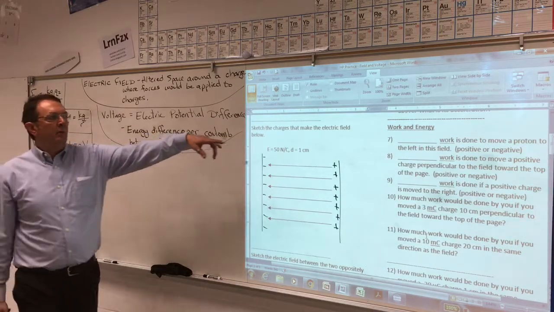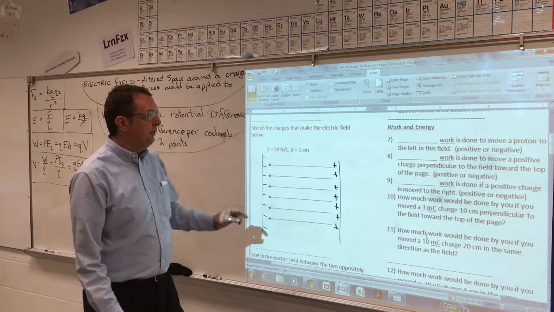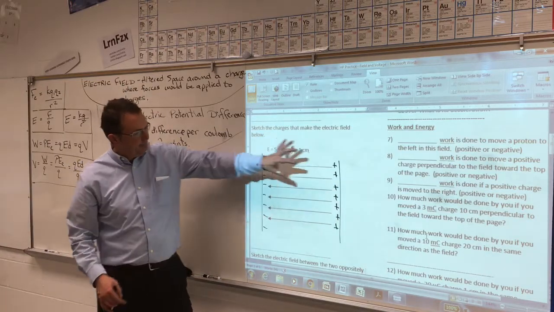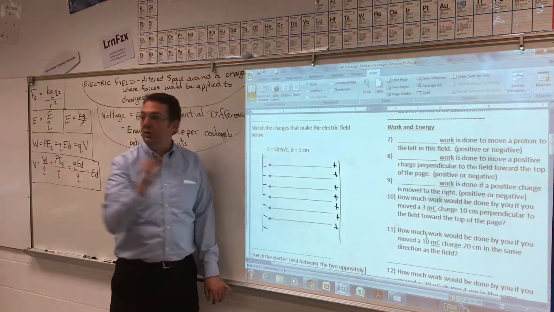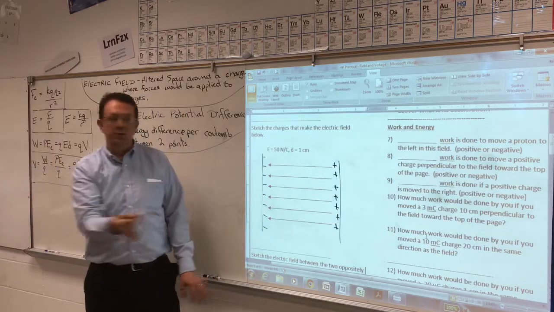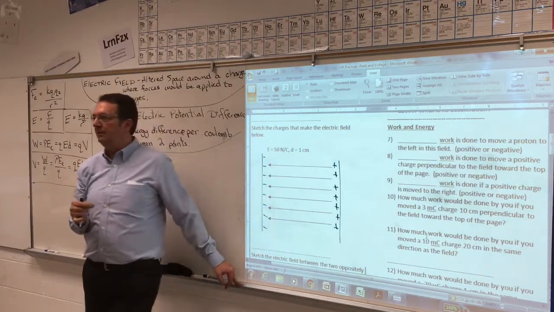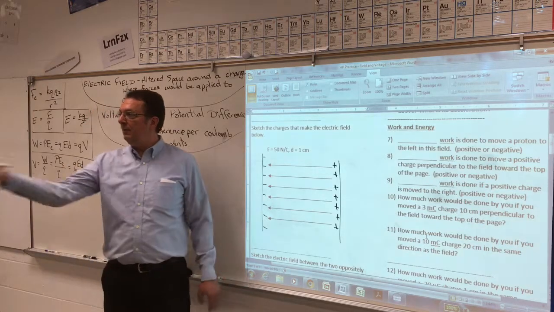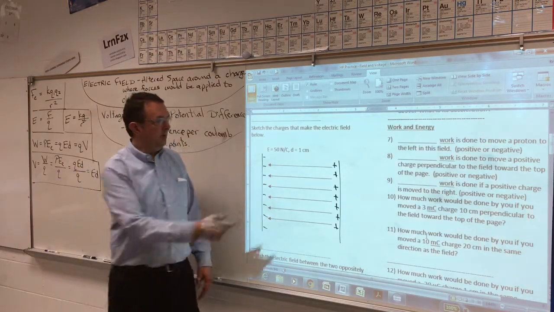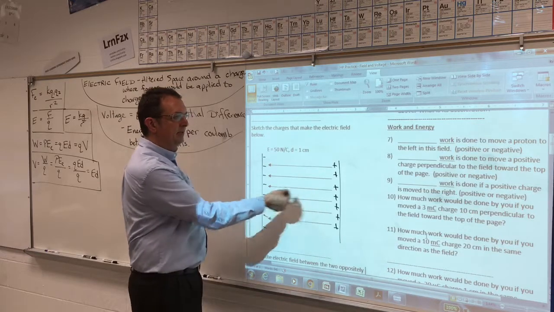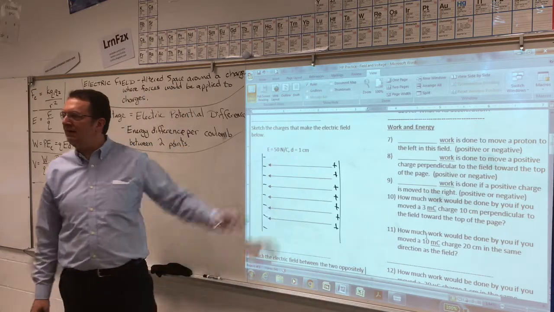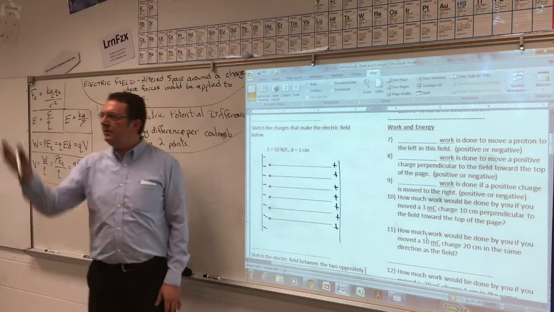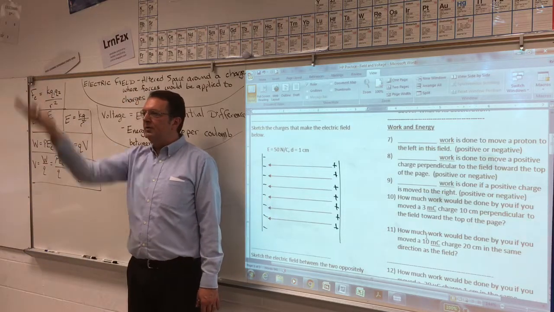So for number 7, what kind of work is done to move a proton to the left? So to the left, you're going to take a proton and move it in this direction. What kind of work are you doing to move it to the left? Positive. We have a positive. You agree with positive? Take a proton. Wait a minute. You're taking a proton, moving it to the left. Doesn't it naturally go that way? Doesn't something naturally fall, and aren't you lowering it?